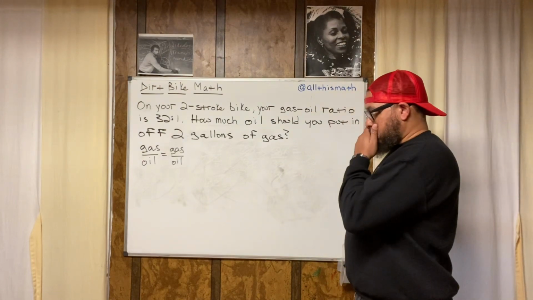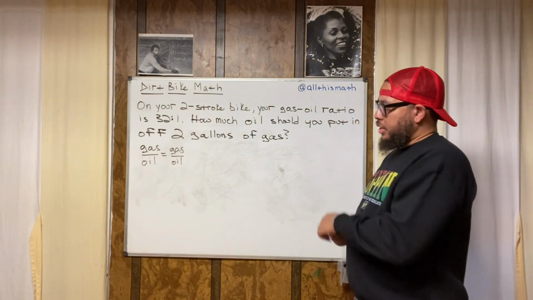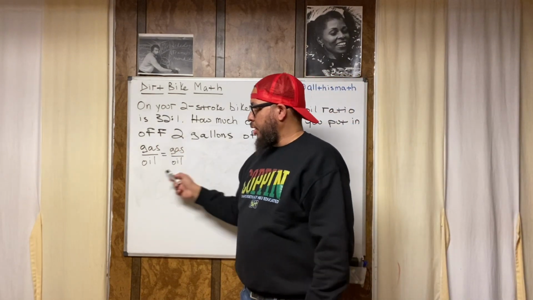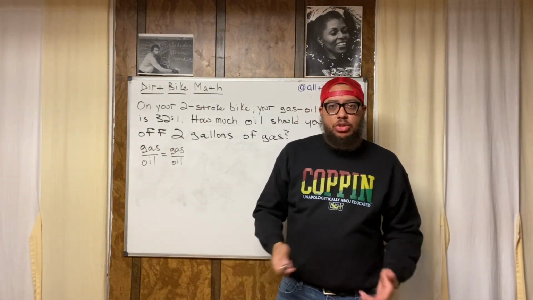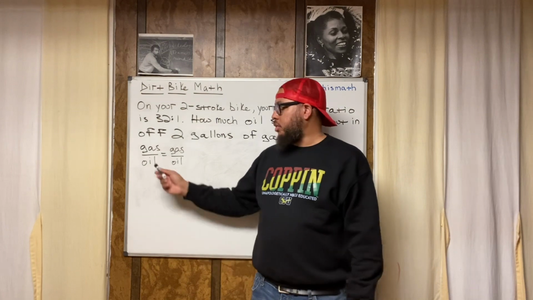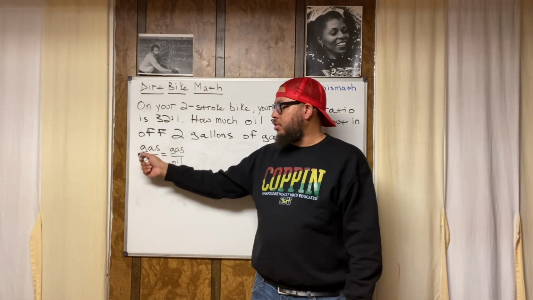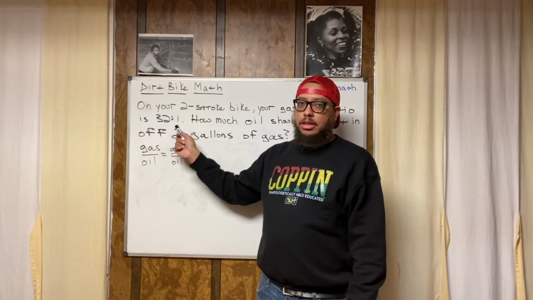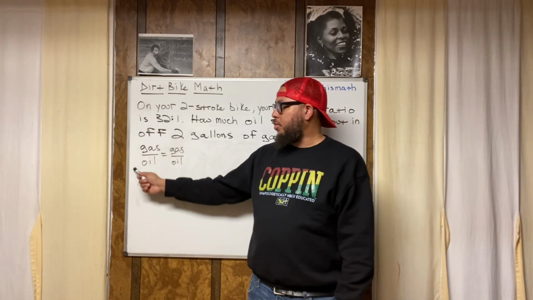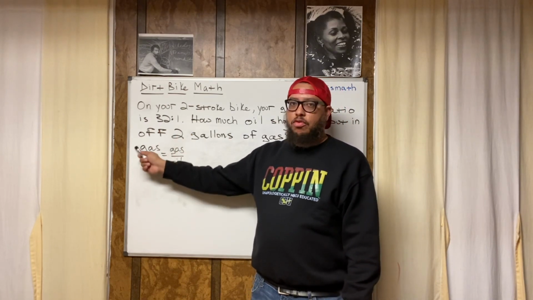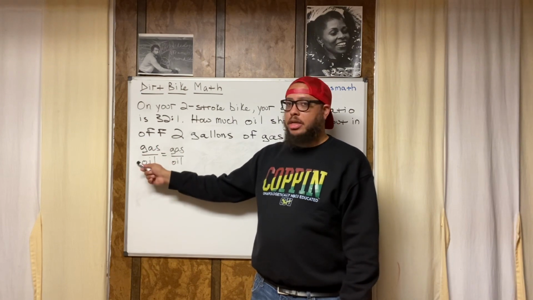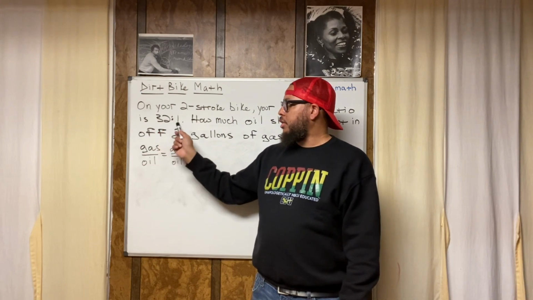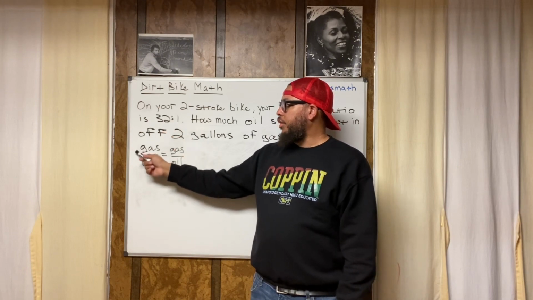Okay. Now, you see, I already have this proportion written up here, and all a proportion is, is at minimum two ratios set equal to each other. So we got gas divided by oil equals gas divided by oil. A ratio can be expressed like this, or it could be expressed like this, as a vertical fraction, numerator over top of a denominator. This will be your numerator, this will be your denominator. Numerator, denominator, numerator, denominator.